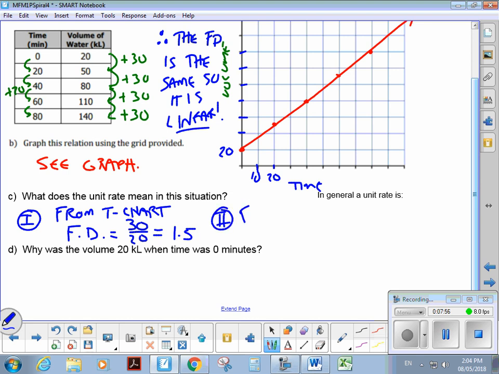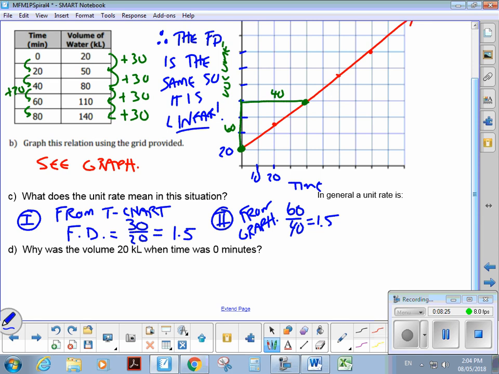Number 2, from graph. Since you have the graph, so we started here. Let's go up to a nice easy point. So I went up 20, 40, 60. I went up 60 and across 40. So I went up 60 and over 40. So that comes out to be 1.5 as well. So either method you want is at your disposal.